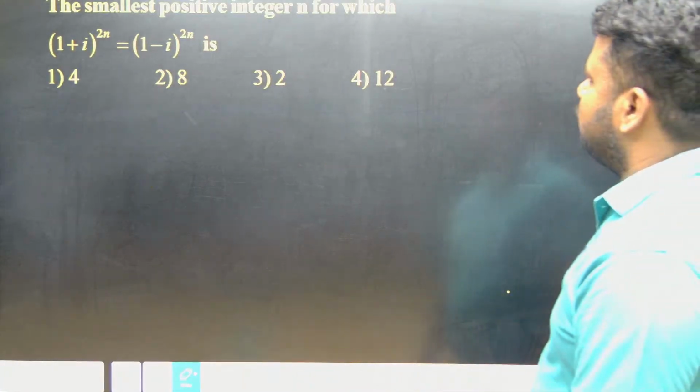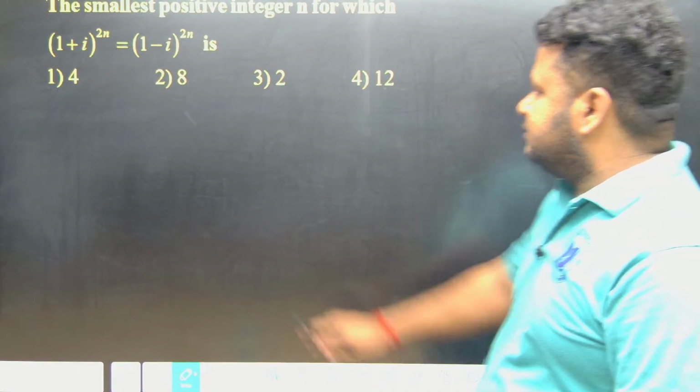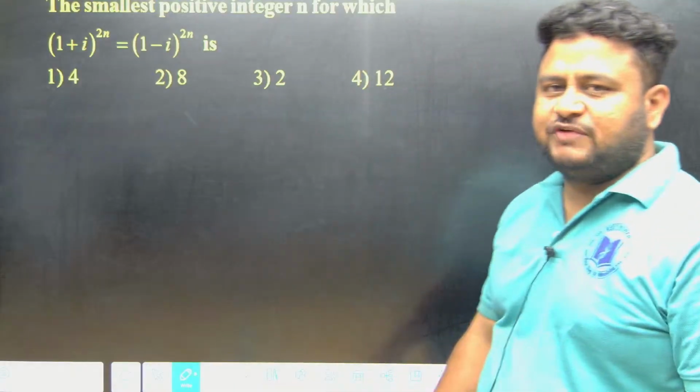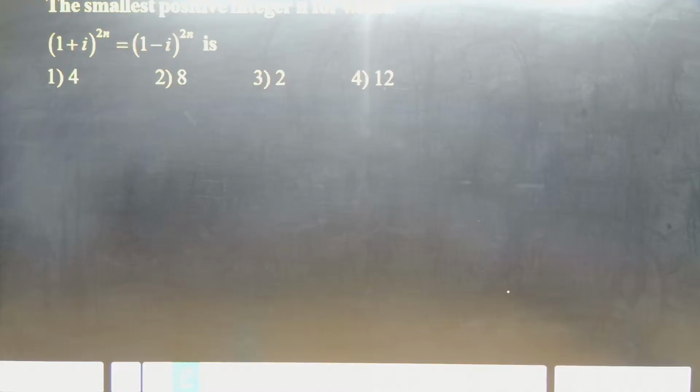They are asking the smallest positive integer n for which these two values are equal. So think about how to solve. Just give it a thought how to solve.